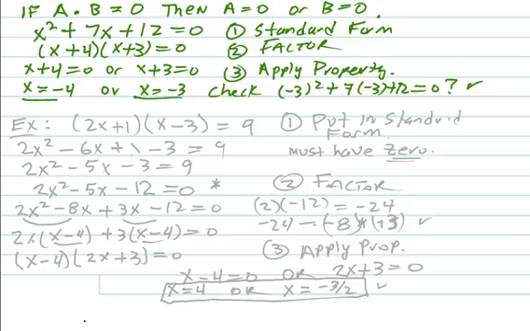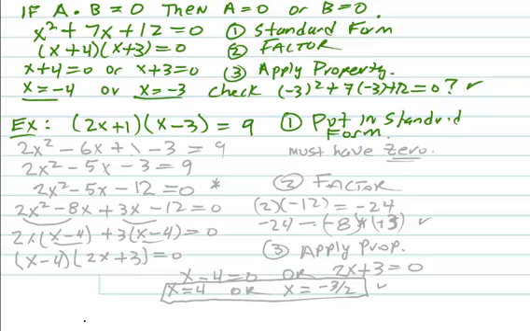Let's take a look at a slightly more complicated example. Suppose we have 2x plus 1 times x minus 3 is equal to 9. Well, if we think about our set of steps that we outlined, the first step, put in standard form. And to put an equation in standard form essentially means we want to try to simplify it. And to simplify, we want to try to collect like terms. And in order to collect like terms, sometimes we need to multiply things out.